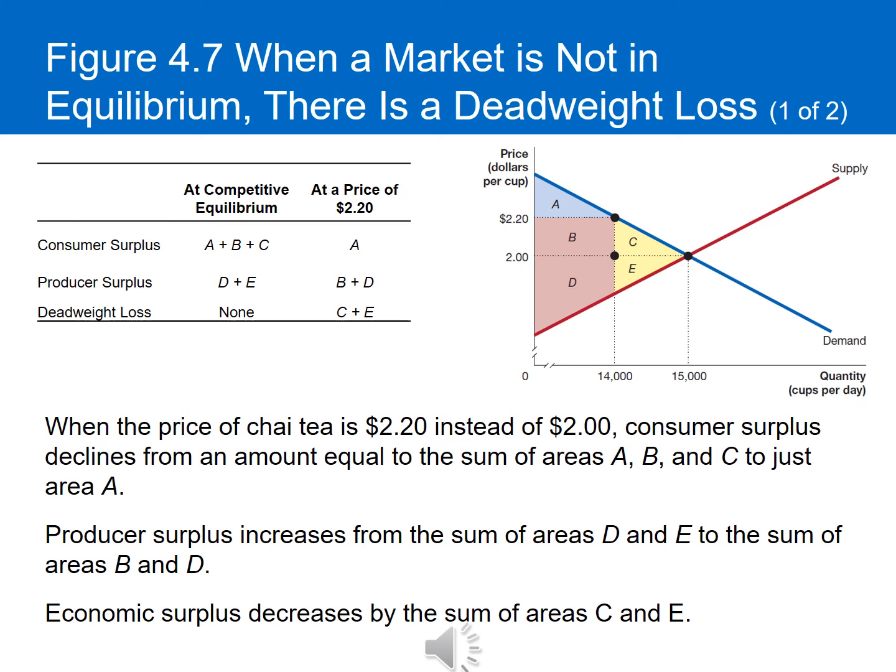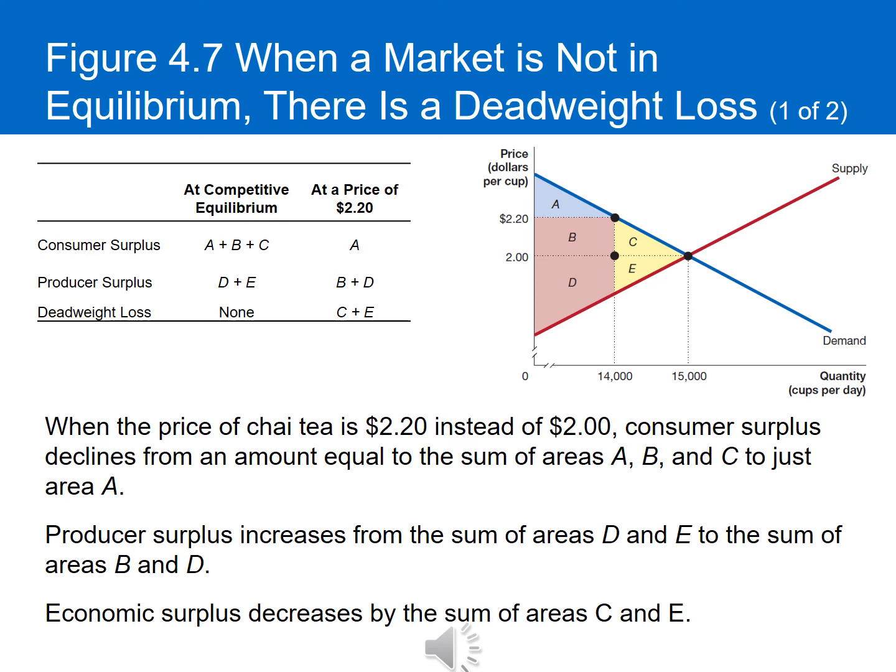But let's explore what happens to consumer and producer surplus when the market is not in equilibrium. In this case, there's what's known as a deadweight loss. So in the competitive equilibrium in this market, there are 15,000 cups being supplied and demanded per day. That's the quantity on the market. And the price is going to be $2 per cup.